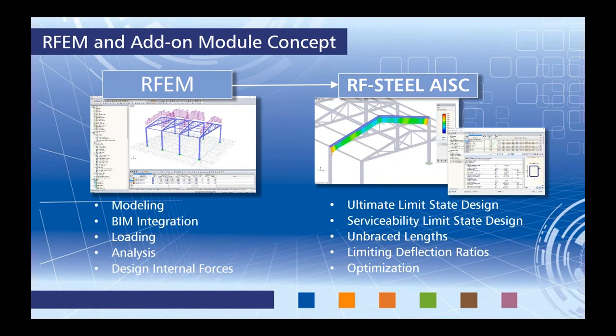Now, as far as design per the AISC, that requires our add-on module RF-STAHL AISC. This will provide us with the ultimate and serviceability limit state designs per the standard. We'll also be entering in some additional information that's relevant to the code only for design, such as unbraced lengths, limiting deflection ratios for serviceability design, as well as optimization of our cross sections.